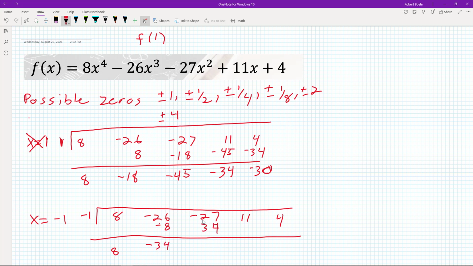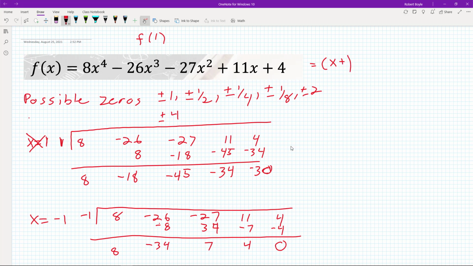Getting ahead of myself there. Negative 27 plus 34 is positive 7. Negative 1 times 7 is negative 7. 11 minus 7 is 4. Times negative 1 is negative 4. So it turns out that negative 1 is a zero. So basically this will factor into x minus 1, no, I'm sorry, x plus 1.